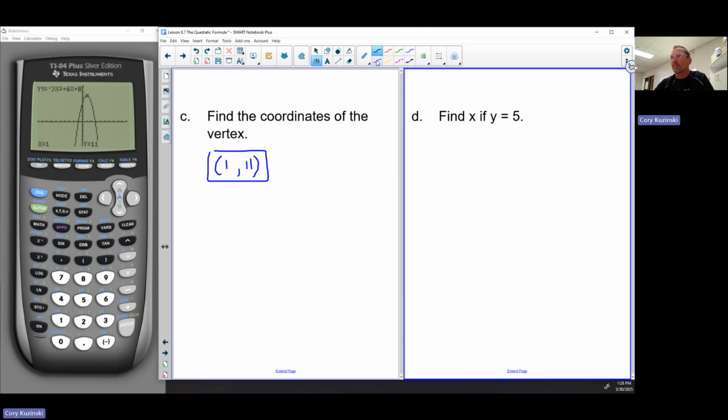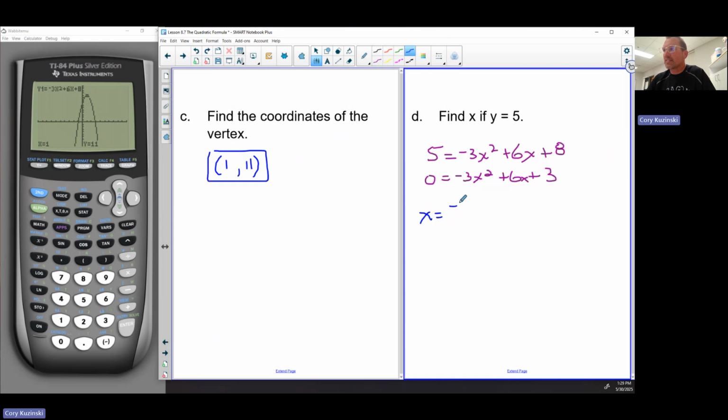Find x if y equals 5. Okay, well, this is a different story now because we got to take the equation. Instead of y, we're going to do 5 equals -3x squared plus 6x plus 8. Let's put this in standard form by subtracting 5 from both sides. -3x squared plus 6x plus 3. Let's plug everything into the quadratic formula here. Let's go x equals -b. Oops, that's an x right there. Sorry.